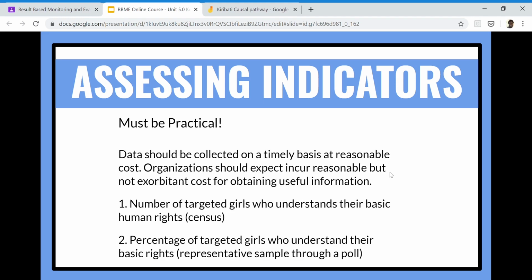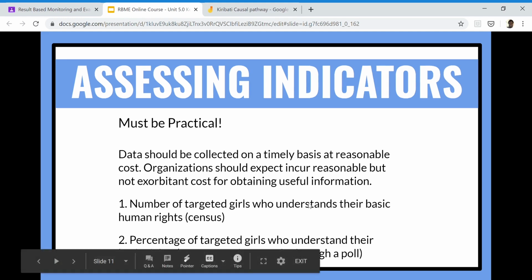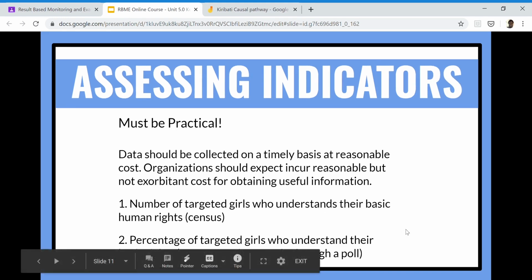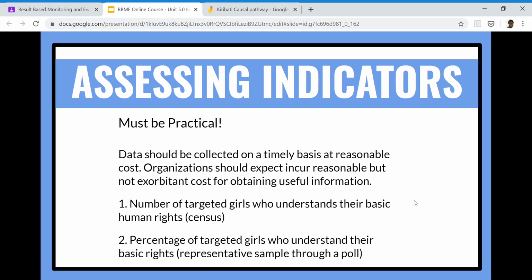It must also be practical, something that can actually happen, that you have money to execute to collect the data, because indicators need data for you to be able to assign that indicator to a result chain. If you look at one and two here again, one says the number of targeted girls who understand their basic human rights percent. Then the second one is percentage of targeted girls who understand their basic rights.